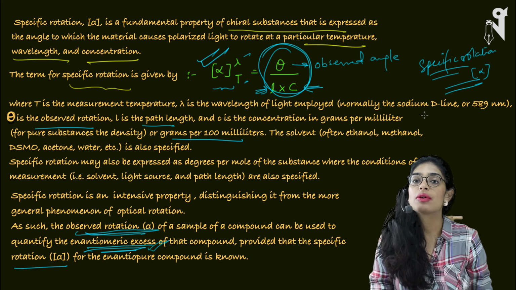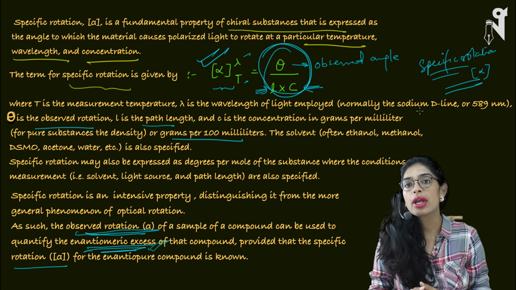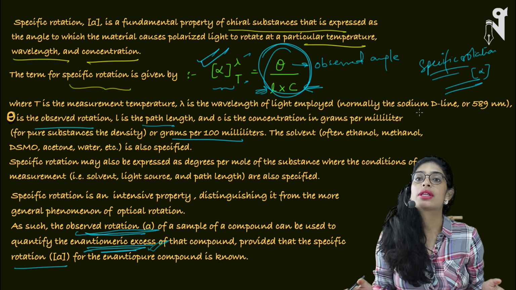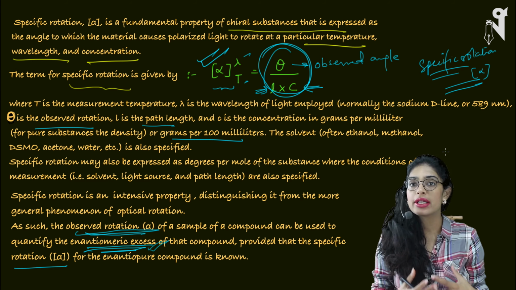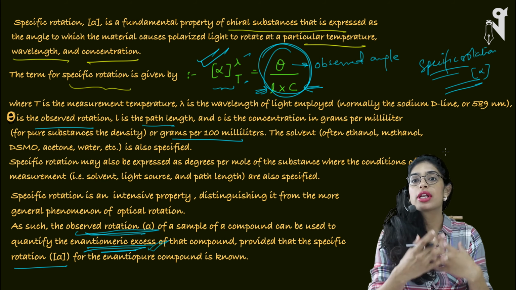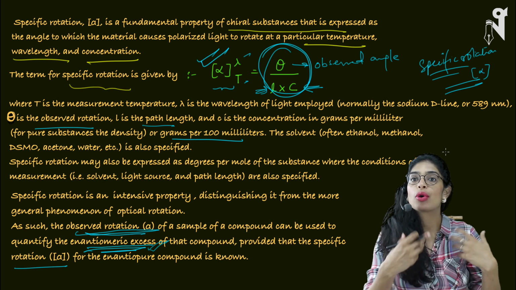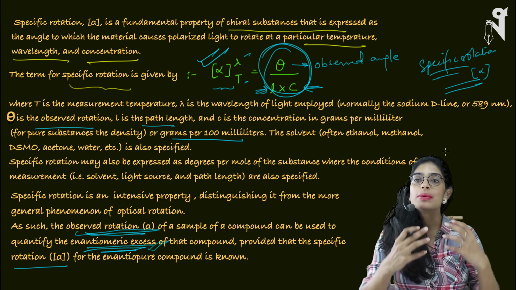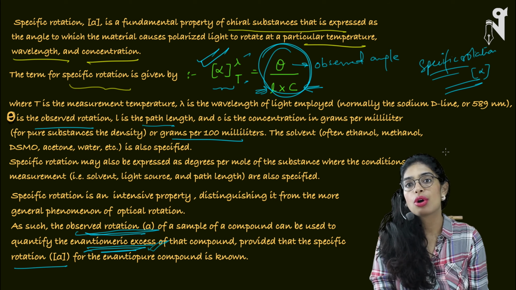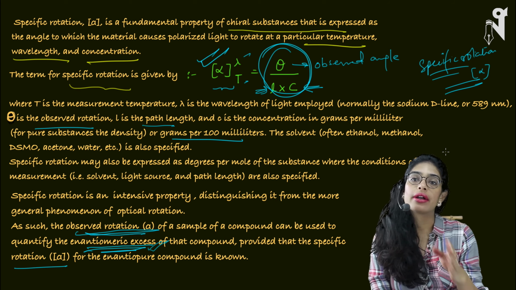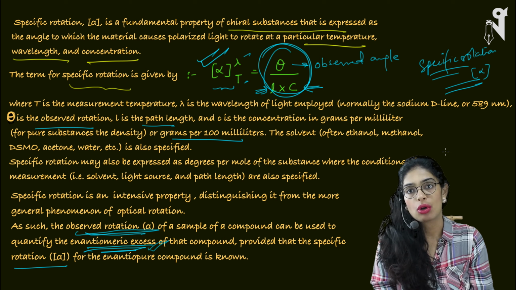Enantiomeric excess is nothing else but, let's say, when two enantiomers have been mixed together and a solution or a mixture is present, now I have to find which enantiomer is in excess and what is the purity of the compound, or what is the percentage composition of a compound in terms of R and S. Then we use these terminologies.